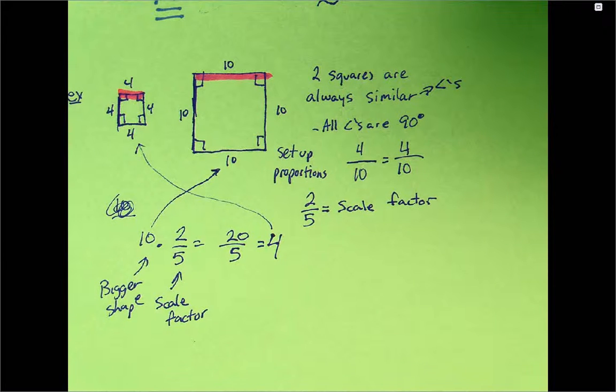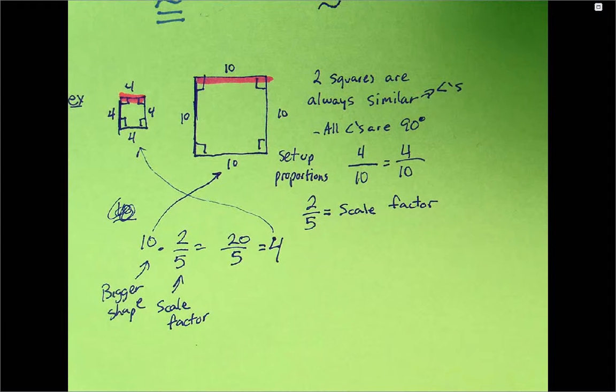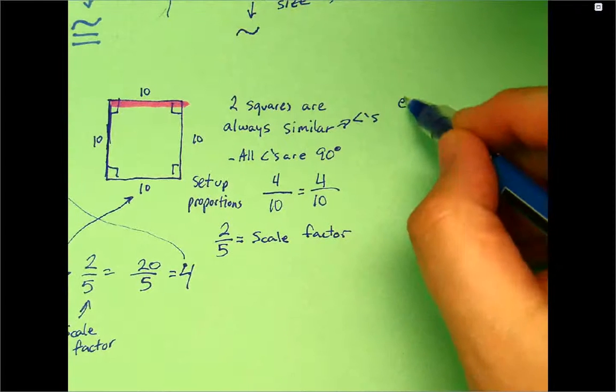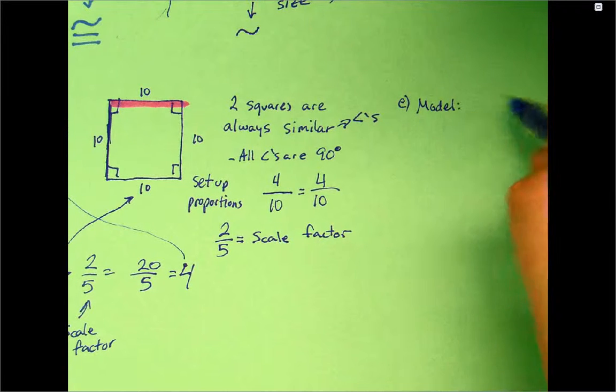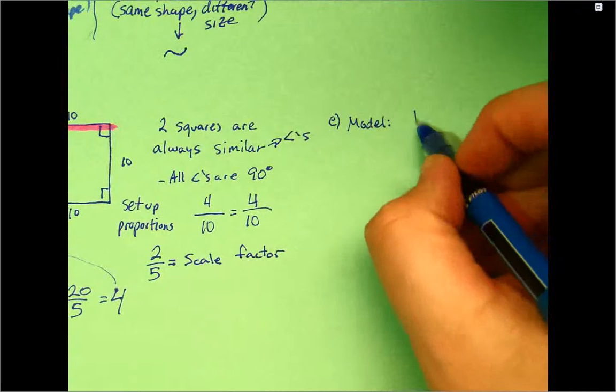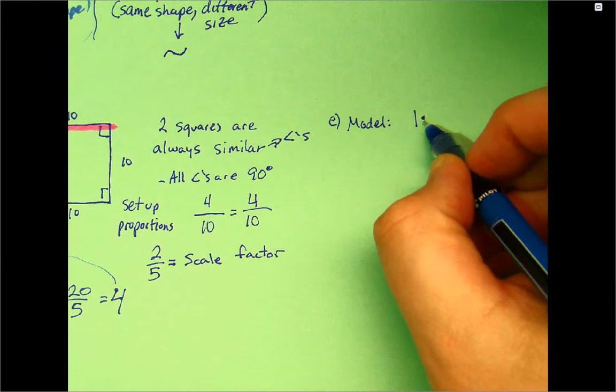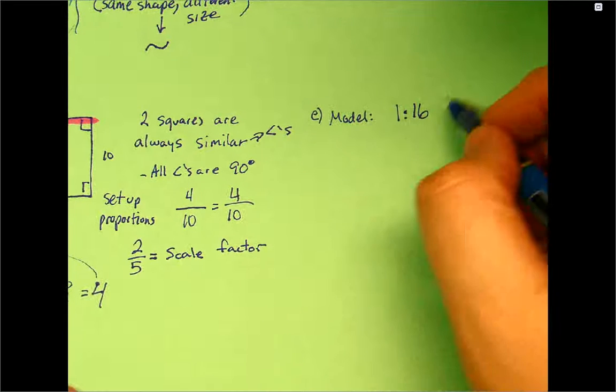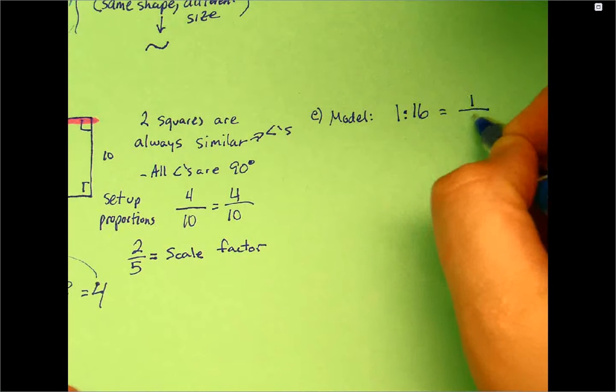Now, the thing is, this is how models are made. For example, you go out and you buy a model car, and you have to put the model car together. A lot of times they are like 1 to 16. Sometimes they say 1 to 16, 1:16, which means that it's actually 1 to 16.